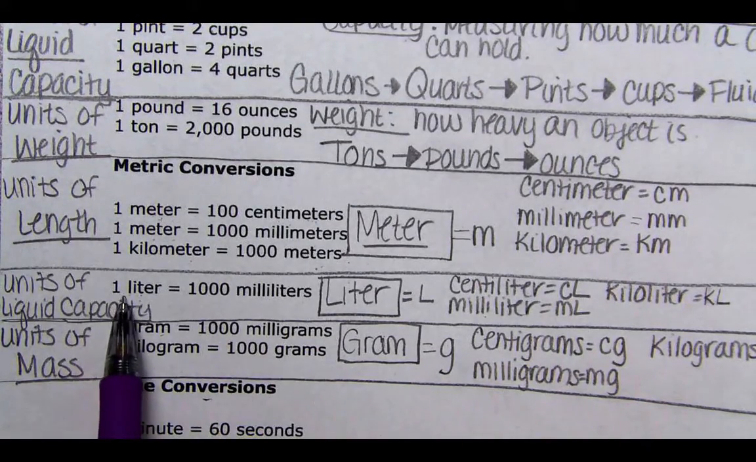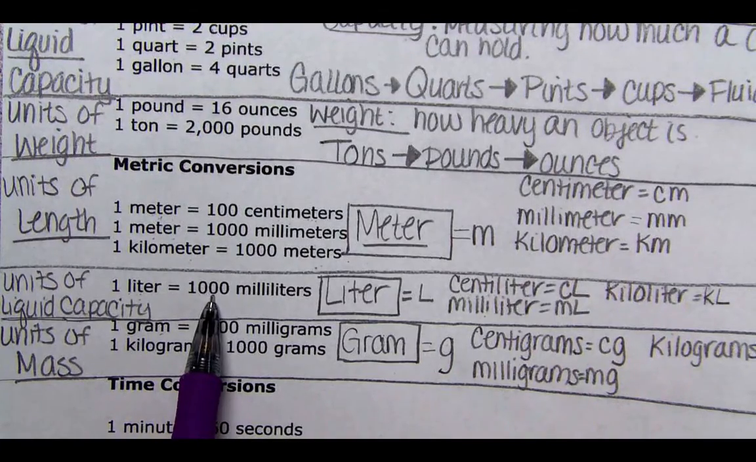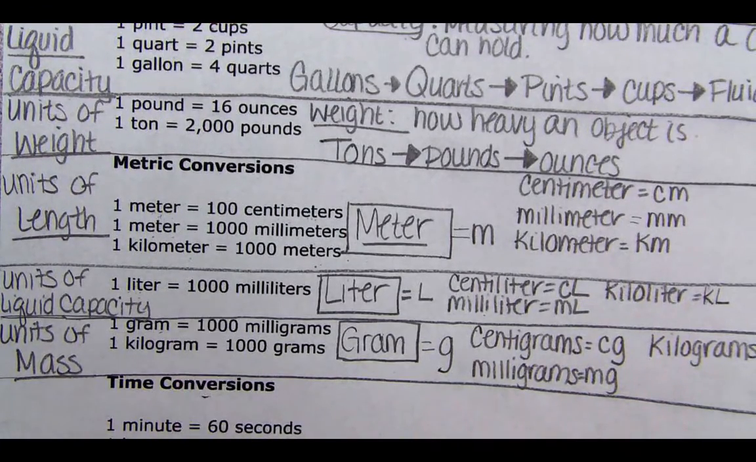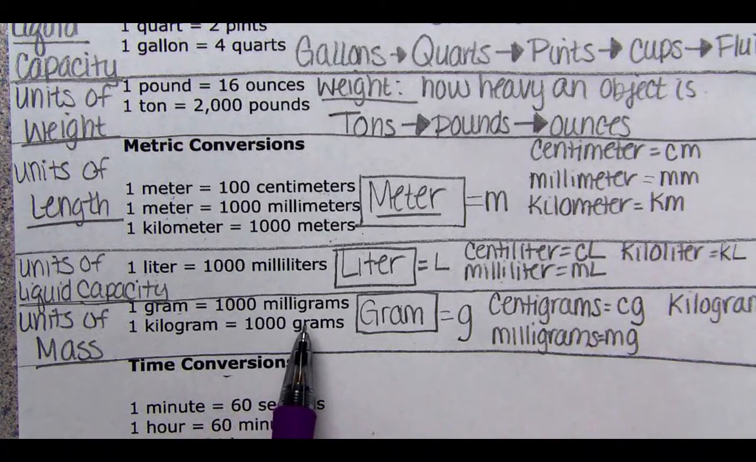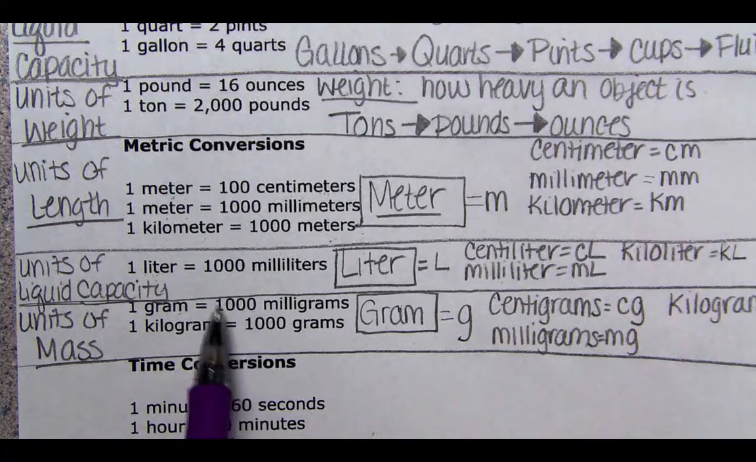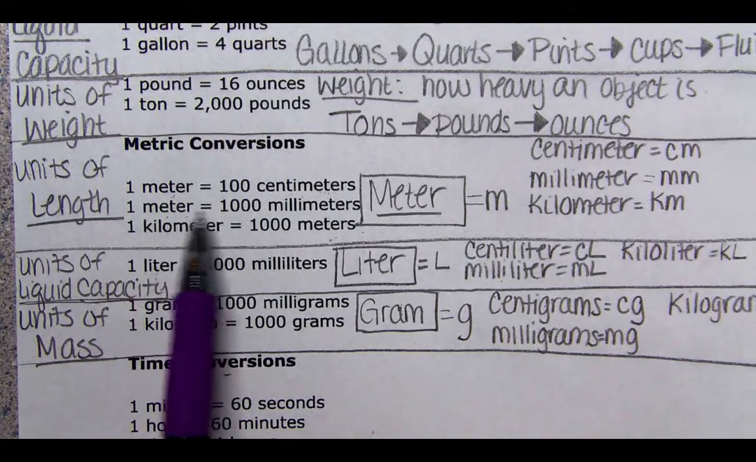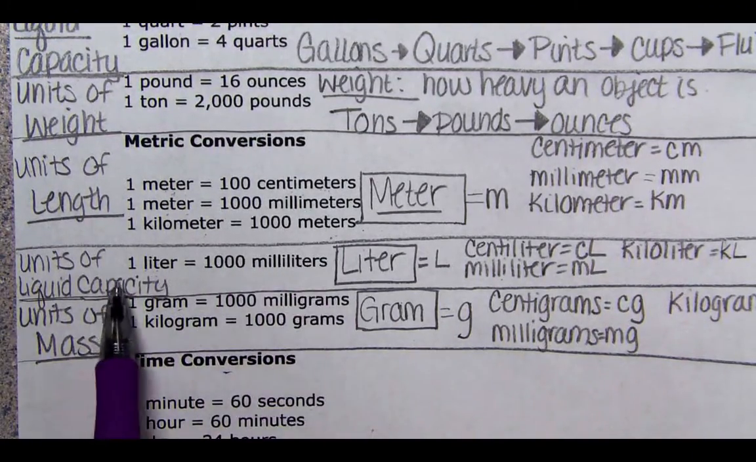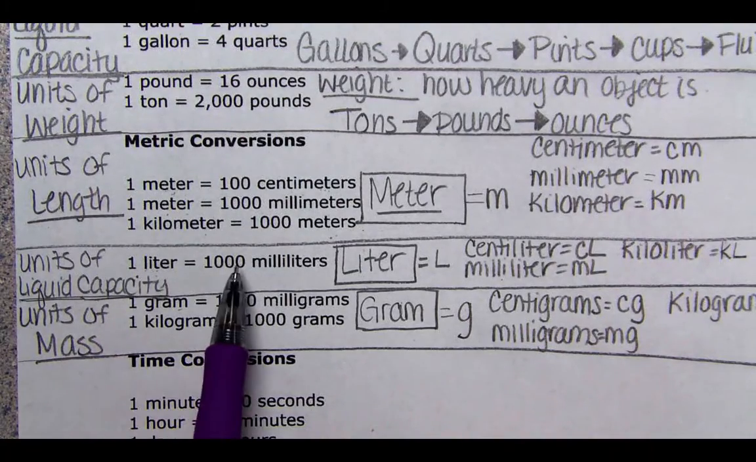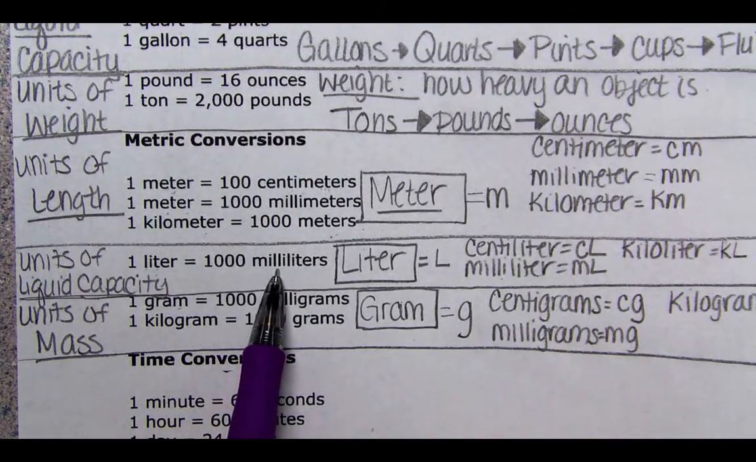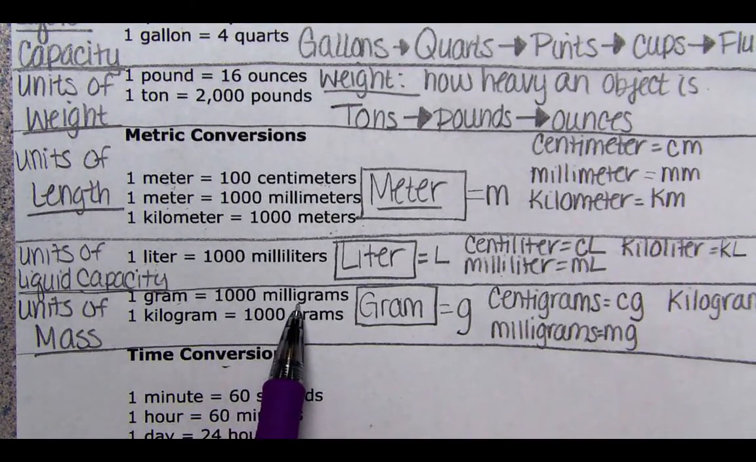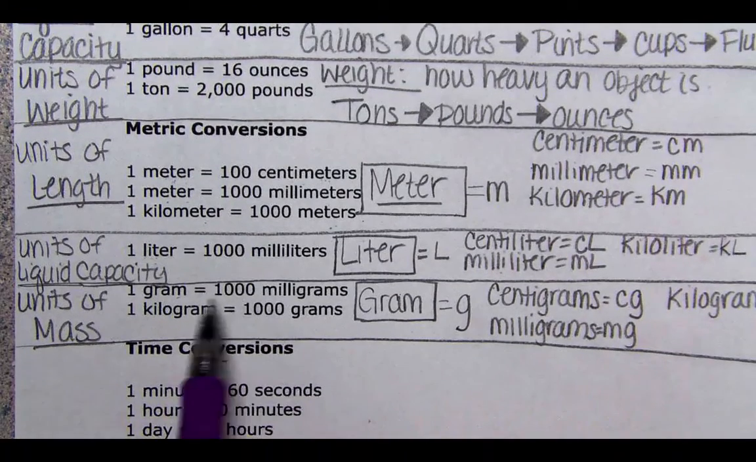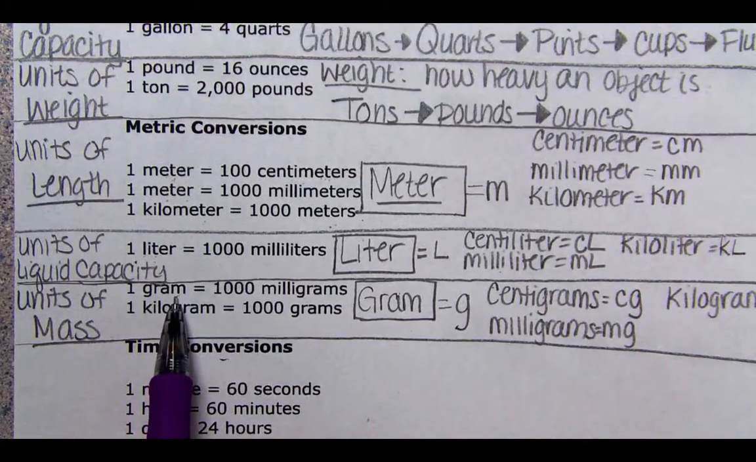And it's the same here. 1 liter is the same as 1,000 milliliters. 1 gram is the same as 1,000 milligrams. Wow, okay, so 1 meter is the same as 1,000 millimeters. 1 liter is the same as 1,000 milliliters. And 1 gram is the same as 1,000 milligrams. So it looks like this milli is equaling up to 1,000 of whatever its base is.